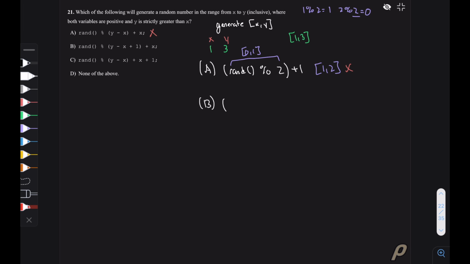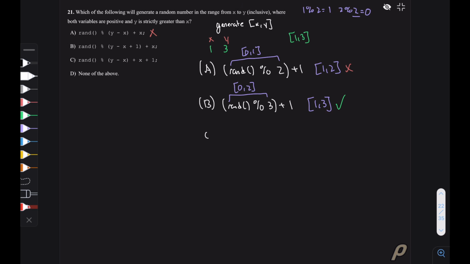Let's look here. So now we're doing rand again. And we're modding by y minus x, which is 2. But now we add 1. So that gives us 3, right? And then again, we add by x, which is 1. So this time, this modulus 3, well, that's going to generate between 0 and 2, right? And then if we add 1 to both of those bounds, we're going to get 1 to 3. Well, that just so happens to be exactly what we're looking for. So that is likely our correct answer.